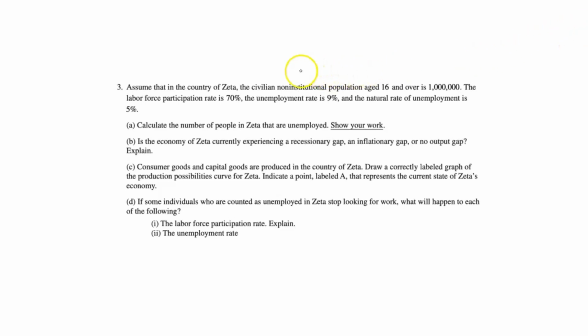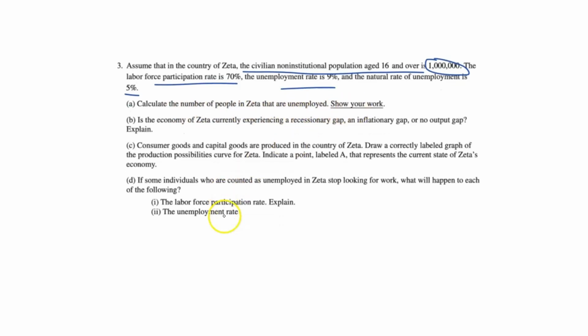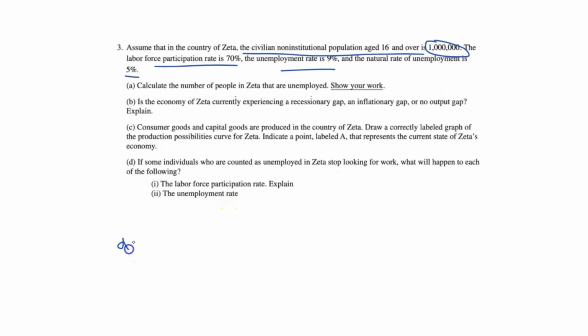So this one says, assume that in the country of Zeta, the civilian non-institutional population age 16 and over, so pretty much everyone who can work, is a count of 1 million people. The labor force participation rate is 70%. The unemployment rate is 9%, and the natural rate of unemployment is 5%. A says, calculate the number of people in Zeta that are unemployed. Show your work.